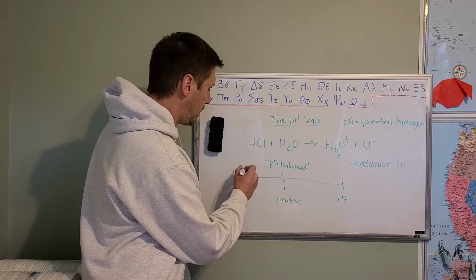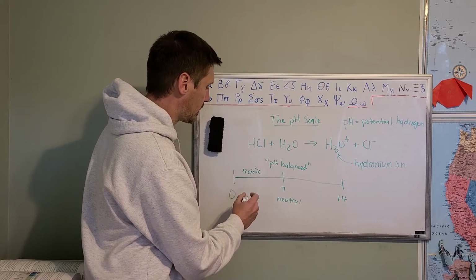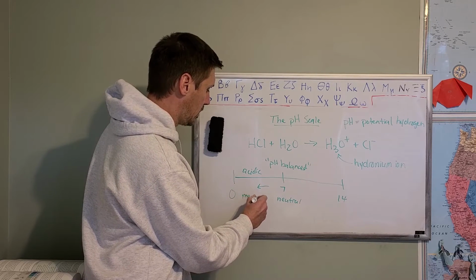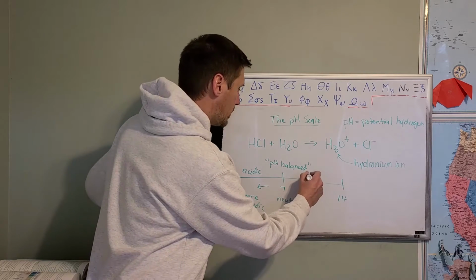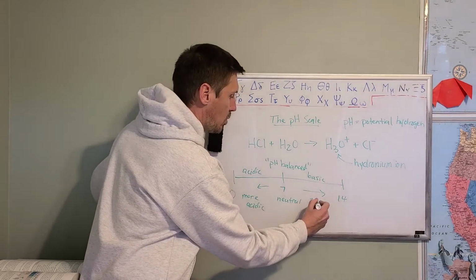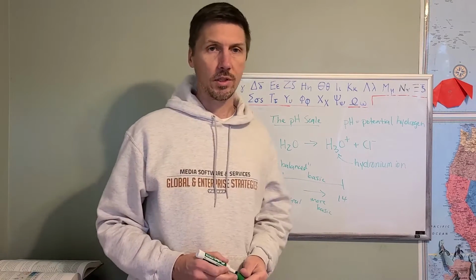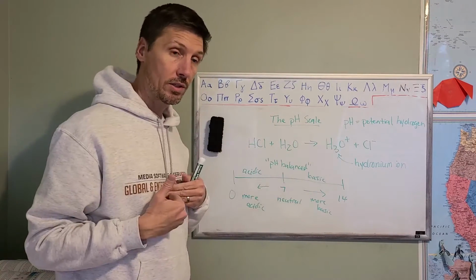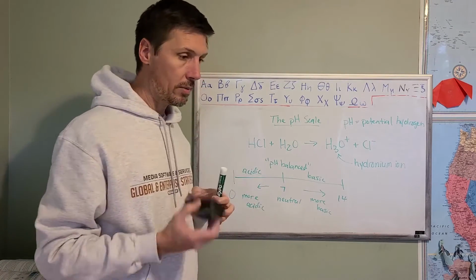On this side, you have the acidic side of the scale. So anything less than 7 is considered acidic. And the closer you get to 0, the more acidic the solution is considered. This is the basic end of the scale, right? And the closer you get to 14, the more basic a substance is. All right, so 0 to 14, closer to 14, basic, closer to 0, acidic. 7 is the neutral area right in the middle. That's pH balance.